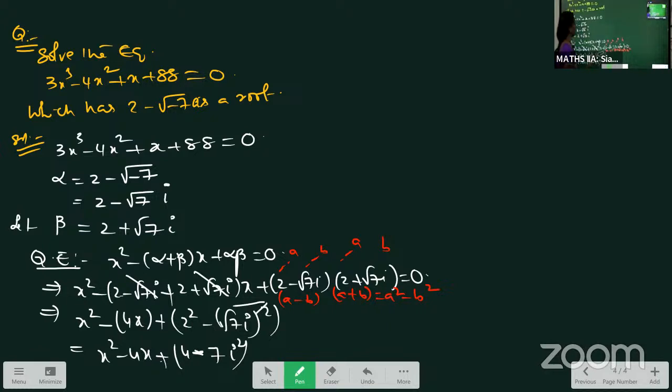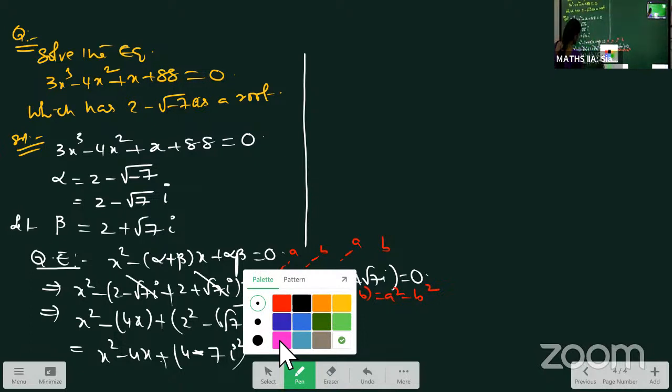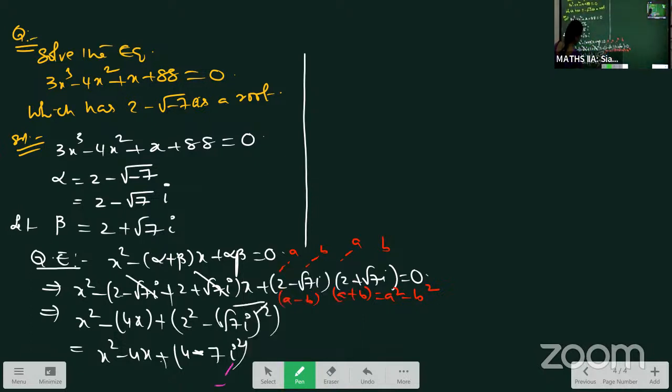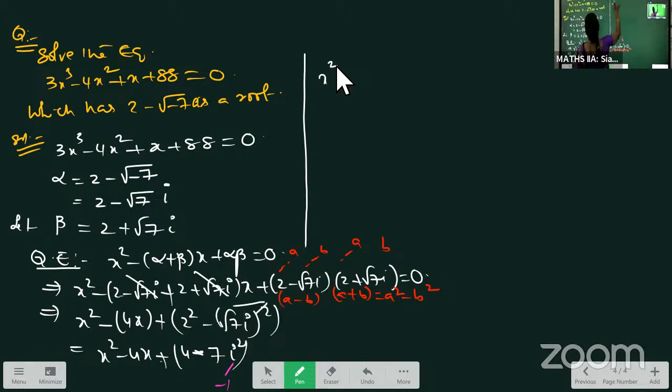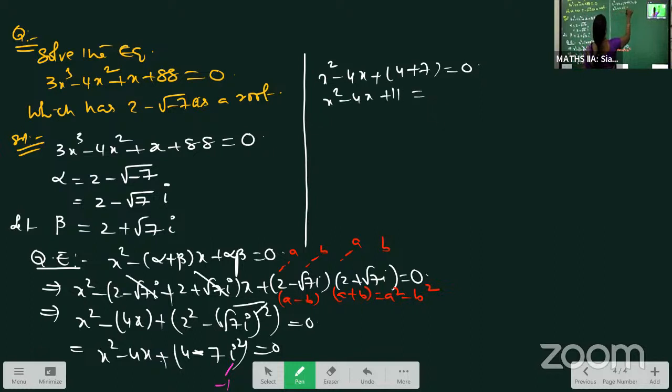So, i square value we know that is minus 1. Then this value is minus 1. So, this minus and this minus will become plus. Then it will become x square minus 4x plus 4 plus 7 is equal to 0. x square minus 4x plus 11 is equal to 0.